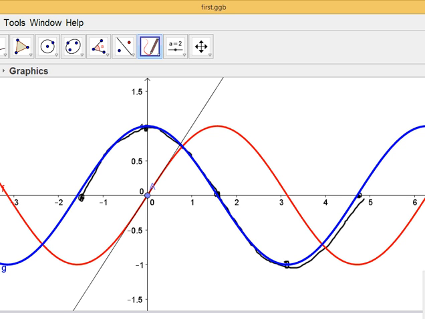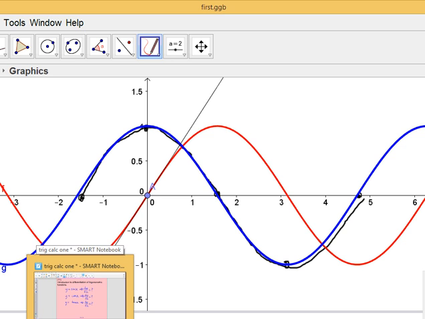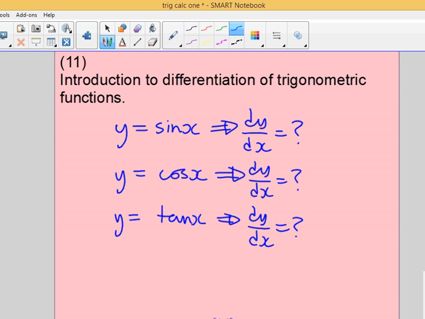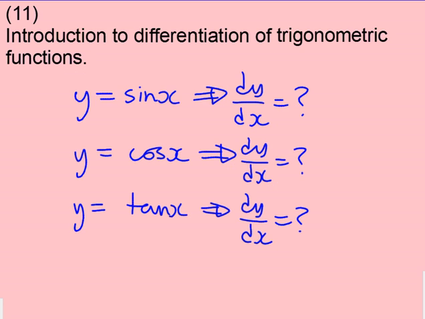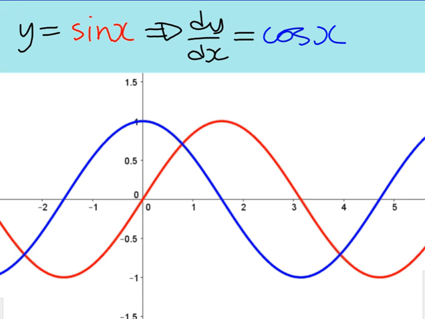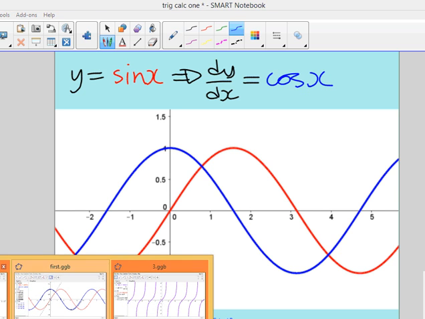This is not a proof, it's just an observation. Proving it is a bit more complicated, but for today's purposes, we're just going to use this as a statement. The derivative of sine x is cosine x. What about the derivative of cosine x? Well, you probably guessed it has something to do with sine x. In fact, it's minus sine x, but we're going to prove that one as follows.